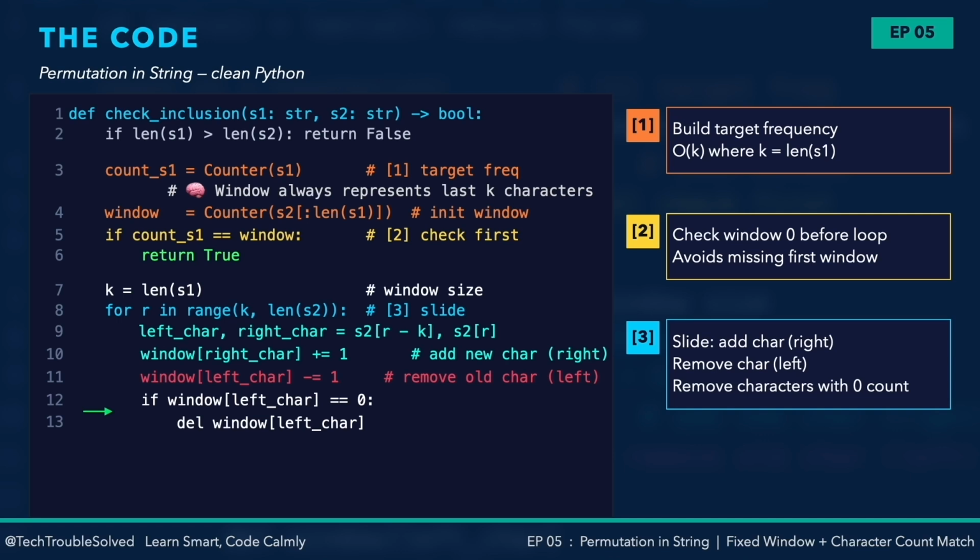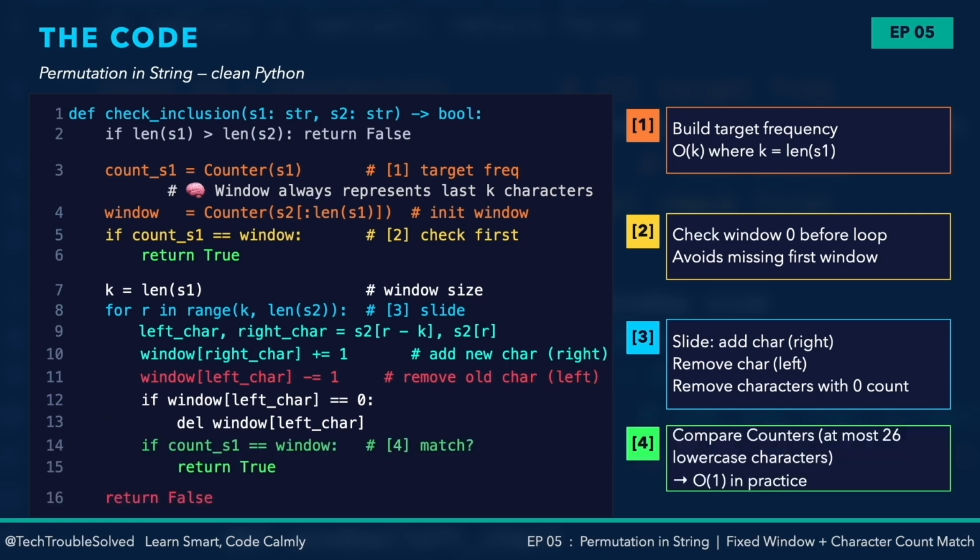Now check after every slide. Any match, return true immediately. If loop ends with no match, return false. Read it top to bottom one more time in your head. Guard, two counters, window 0 check, slide, add right, remove left, clean zeros. Check each position, return false if nothing found. 16 lines, one pass, O of n.